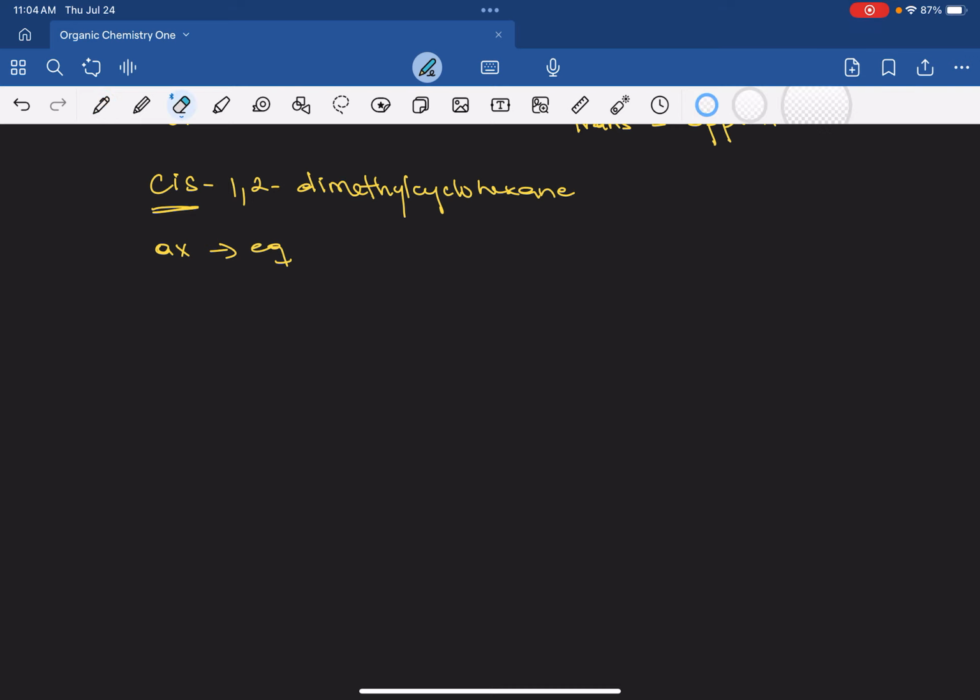It's all about if both of them are above, up or above the ring, and if both of them are down or below the ring. That's how you get cis, right? If it's trans, if one is up and one is down, whether axial or equatorial, then it's trans. Okay? Great. So let's draw a chair. Let's draw cis-1,2-dimethylcyclohexane.